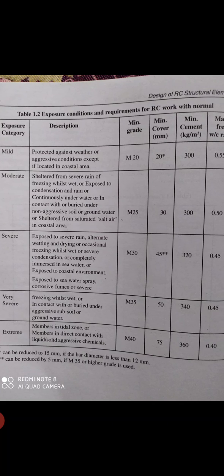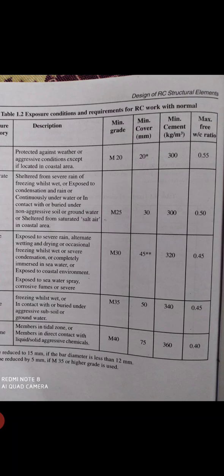The second one is moderate: sheltered from severe rain or freezing while wet, or exposed to condensation and rain, or continuously under water, or in contact with or buried under non-aggressive soil or groundwater, or sheltered from saturated salt air in the coastal areas. If the salty air is breezing in the coastal area, we have to consider it as moderate.